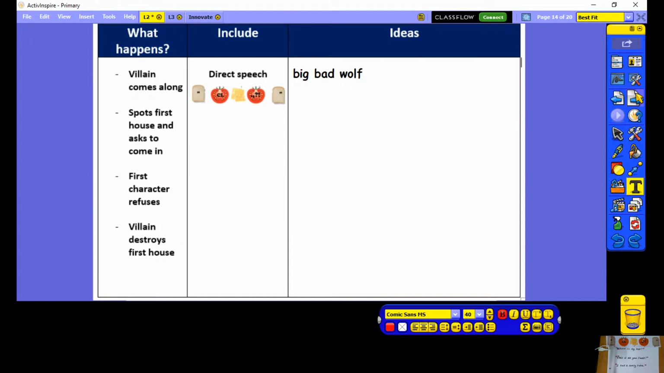Okay, so I'm going to go straight into my box up. There are 4 things that are going to happen in this section. I'm going to talk about the villain coming along, who is going to be the big bad pig, not the big bad wolf. Damien yesterday told me off. He said, Miss Chowdhury, you used the wrong character, and he was very right, so I don't want to get caught out again. He's going to spot the first house and ask to come in.